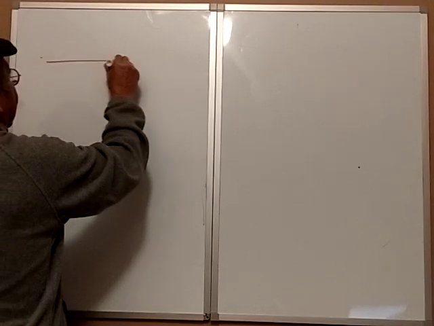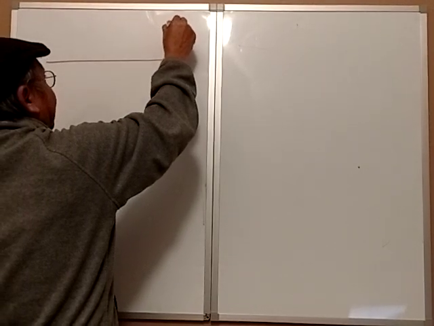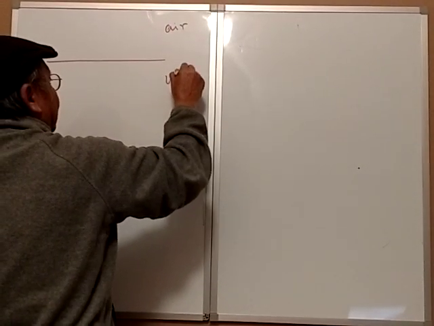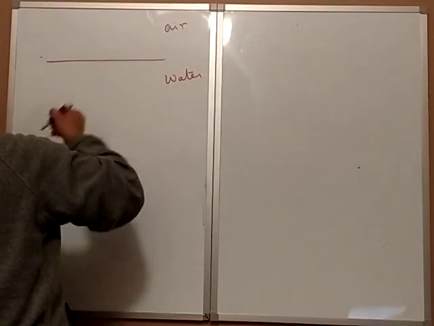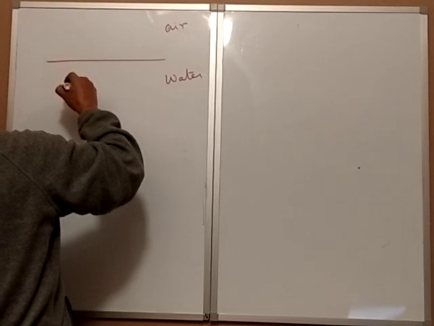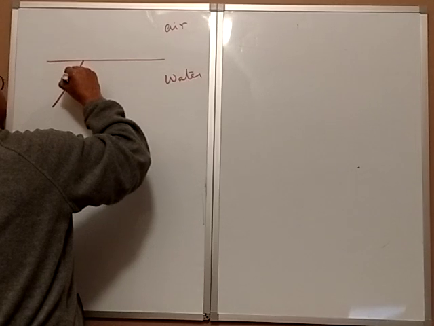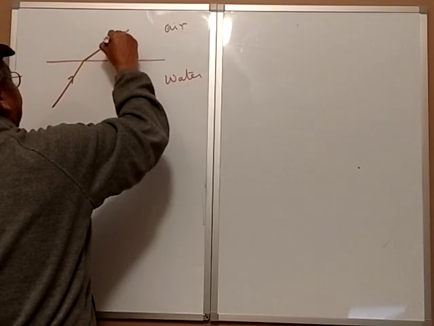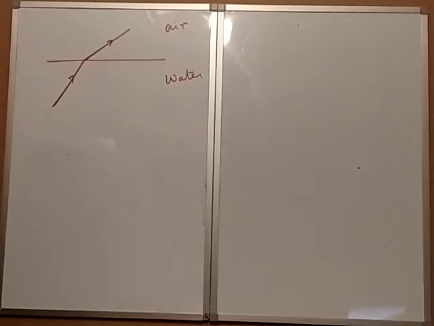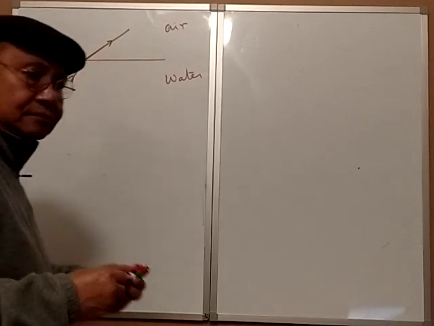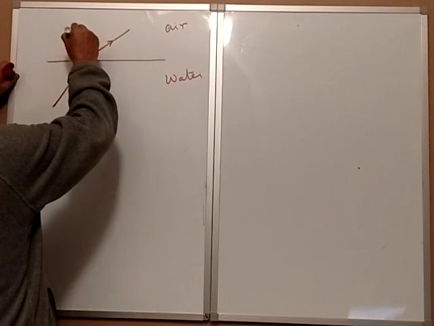So let's say this is an interface between water and air. This is air, and this is water. Just imagine you're holding a torch, a flashlight, and shining it towards the surface. It will go like that. And this is a vertical line.